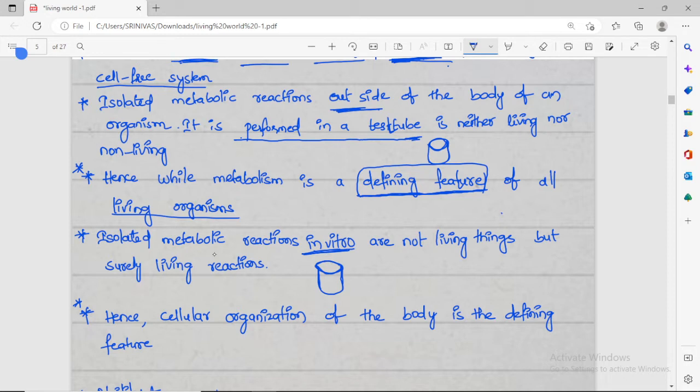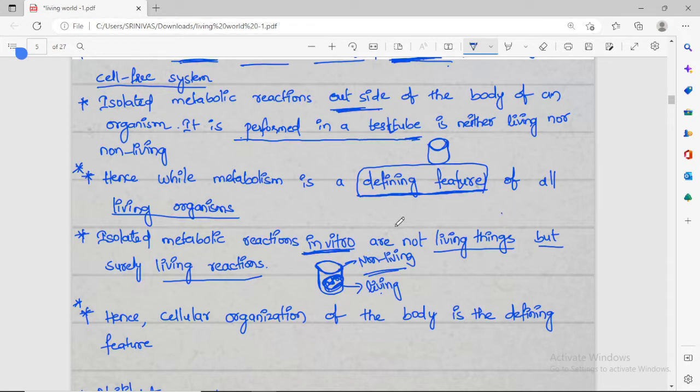Here is one example, the photosynthesis reaction. If the photosynthesis reaction is done in a test tube, the test tube is a non-living thing. But the photosynthesis reaction is a living reaction. So isolated metabolic reactions in vitro are not living things but surely living reactions. The reaction is living but the thing is non-living. Okay, understood?